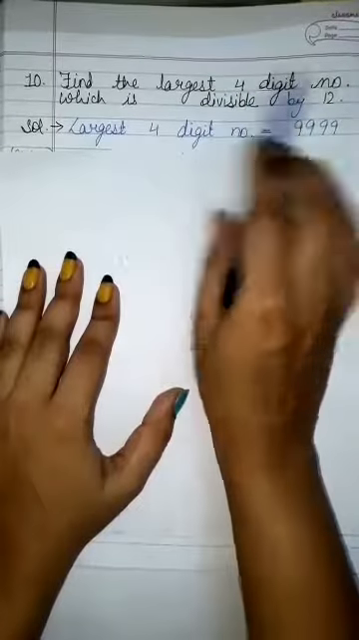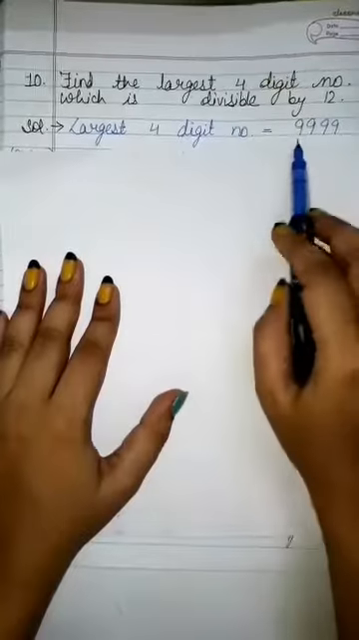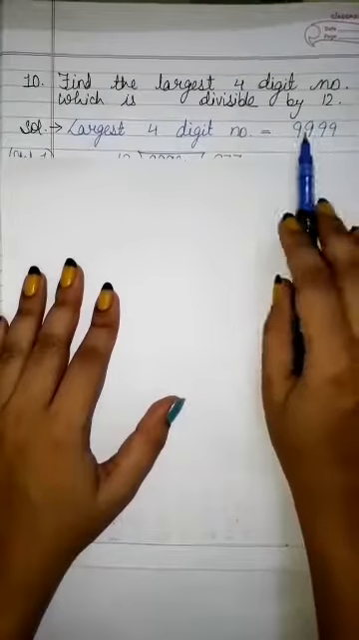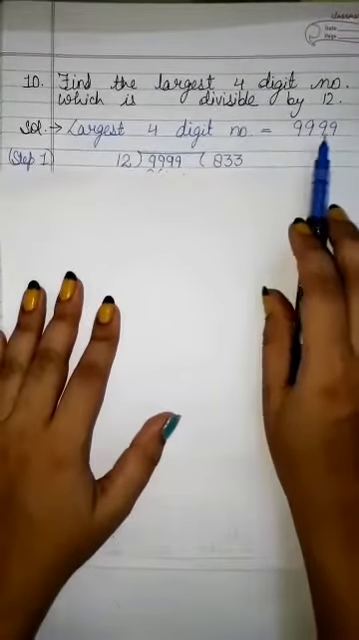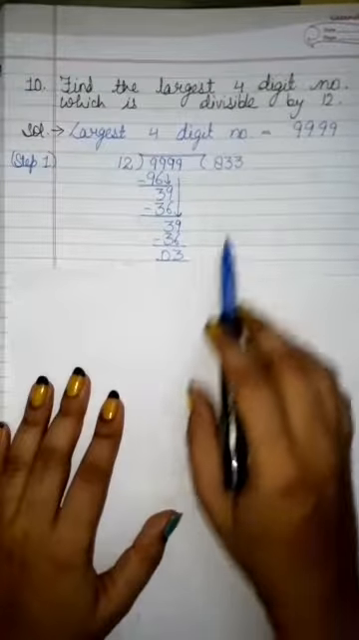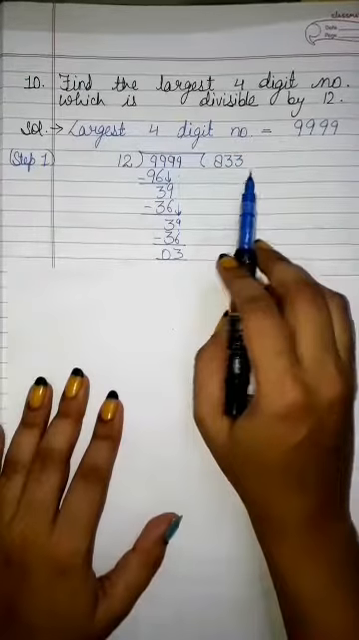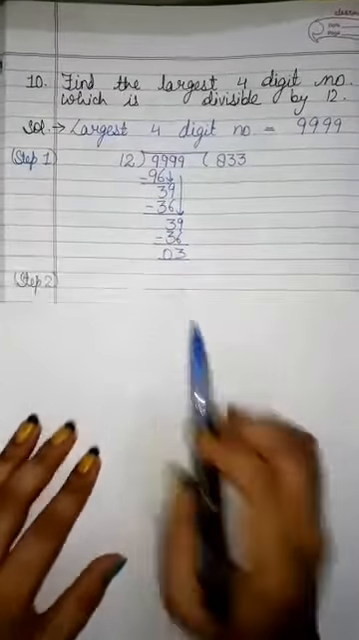See, the question was short, so I have written it here also. Find the largest 4-digit number which is divisible by 12. So first write the largest 4-digit number, that is 4 times 9, 9,999. Now divide this number by 12. So division you can do. What you get? 833 as the quotient. Now what is the remainder? 3.